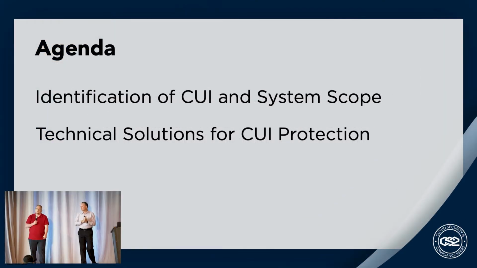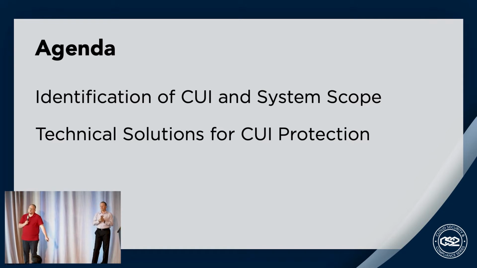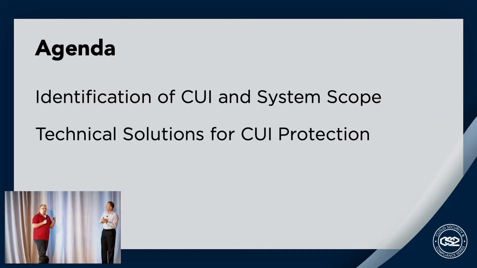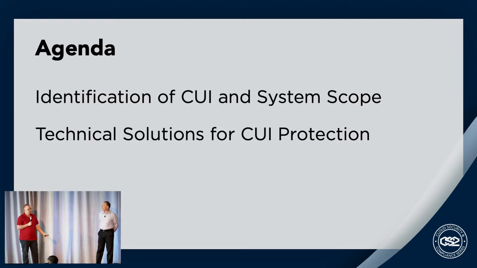All right, so the agenda is really 2 main components. And I have a lot of pictures, don't worry, I'm not a big text guy. First, identification of CUI and system scope. The very first step is we need to understand contractually where some of those CUI requirements might be coming from. At this point, you probably have a very strong understanding of what that is. But then also system scope, right? What systems are part of that boundary? And then, at the tail end, we're going to talk about the technical solutions that Microsoft can provide that we can help offer you.